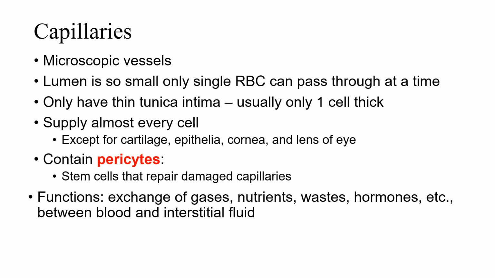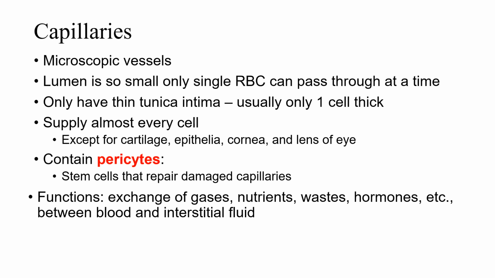Capillaries are supplying essentially all tissues and cells. There are some avascular tissues like cartilage, the epithelial, which has connecting tissue supporting it, the cornea and the lens of the eye. All other cell types and tissues are getting supplied via this means. So the capillaries contain their own unique stem cell type. We call these pericytes, not like a parasite that needs a host to reproduce, but a stem cell that repairs damaged capillaries.